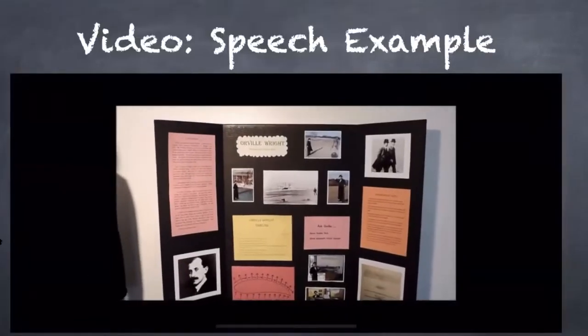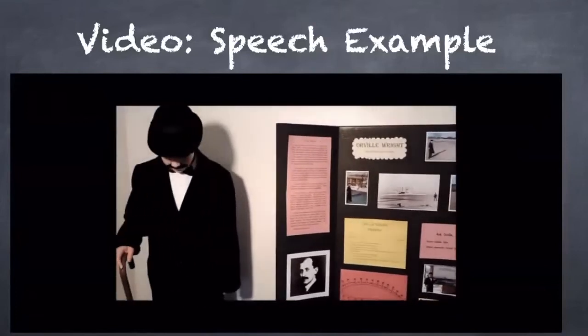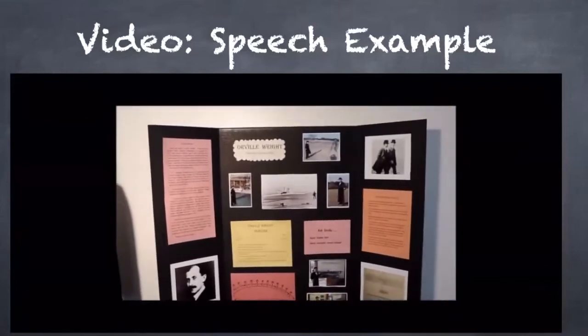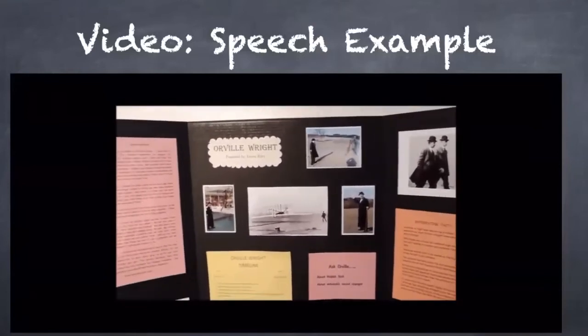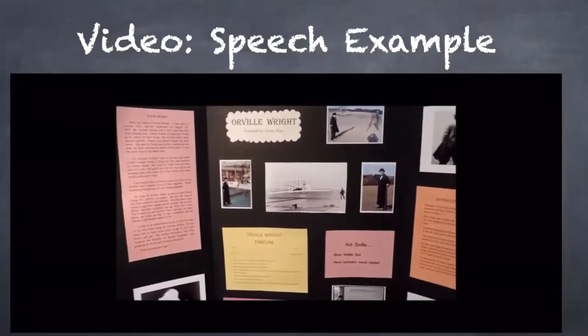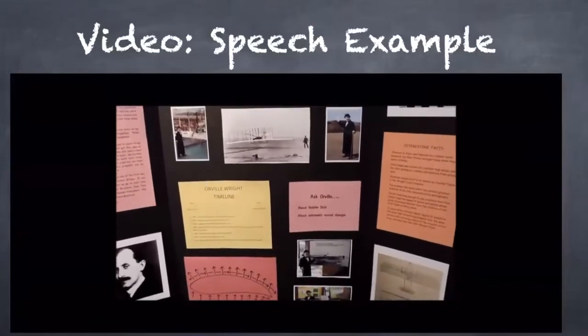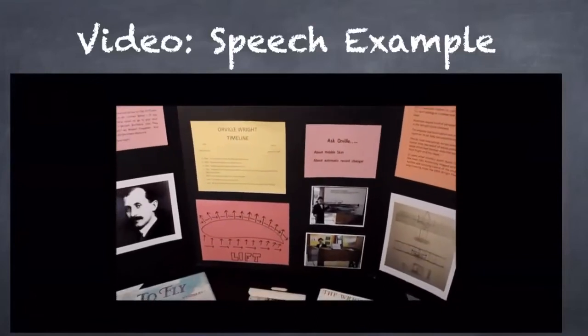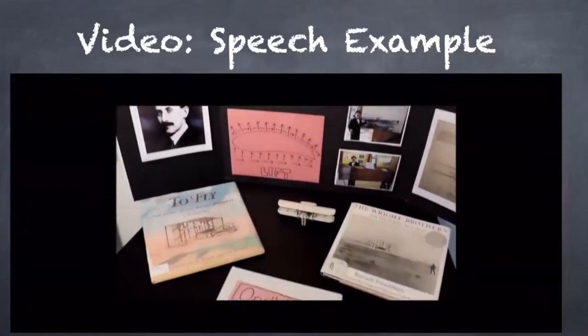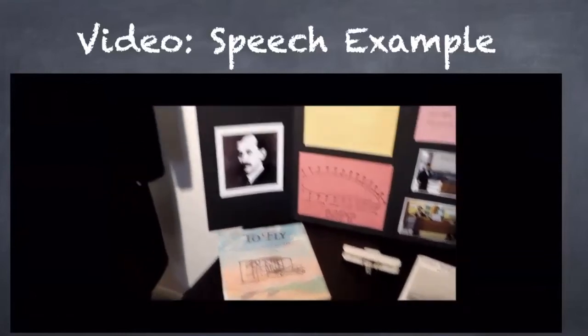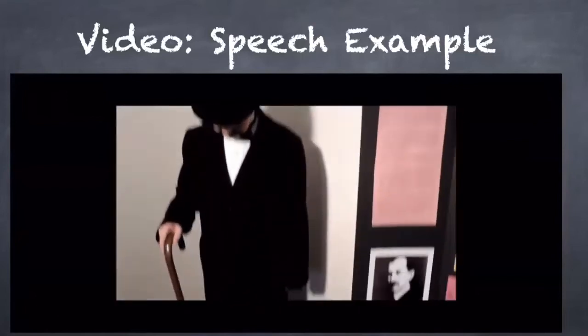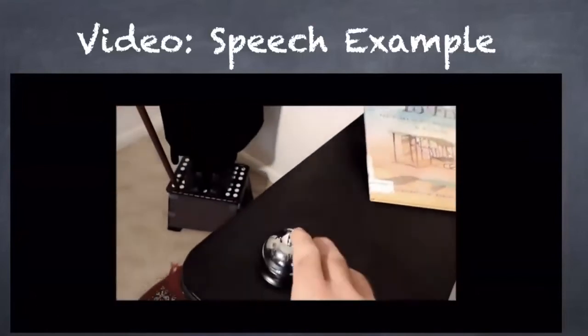Oh, look, there's a wax museum display of Orville Wright. There's some pictures of the Wrights. There's a written speech. There's pictures of the wax figure Orville at the museum. There's a couple books and there's a notebook, Orville's Return to the Memorial. And there's a wax figure here. What happens if we ding the bell on this table?